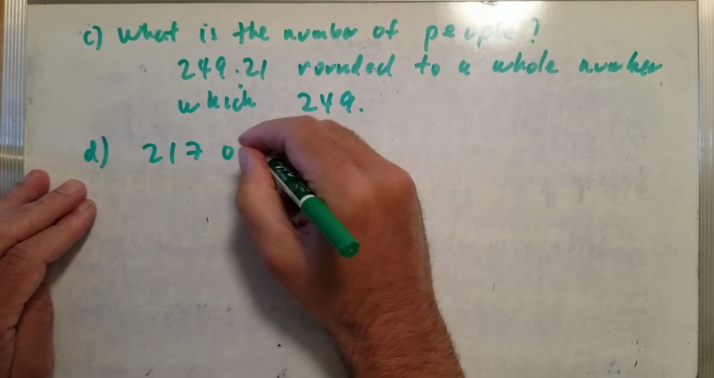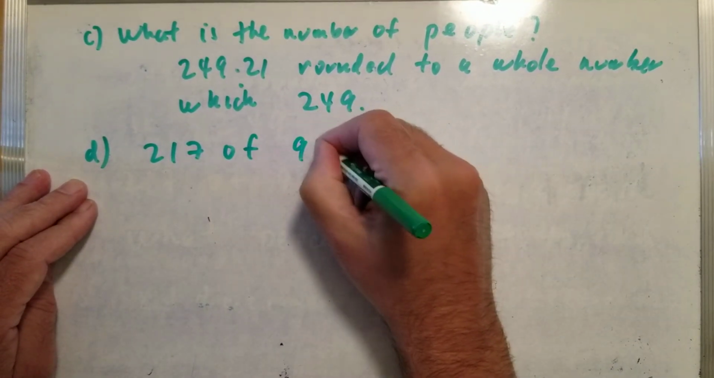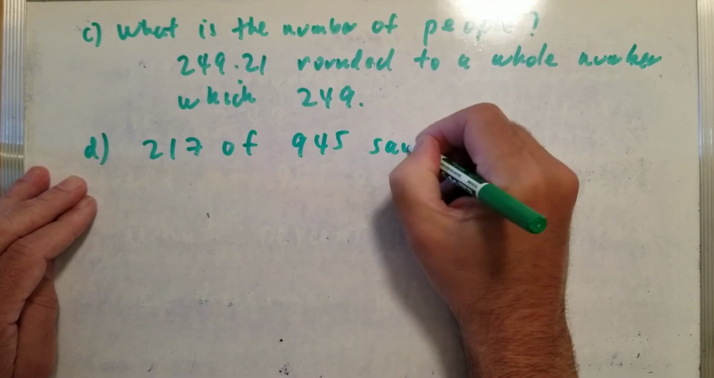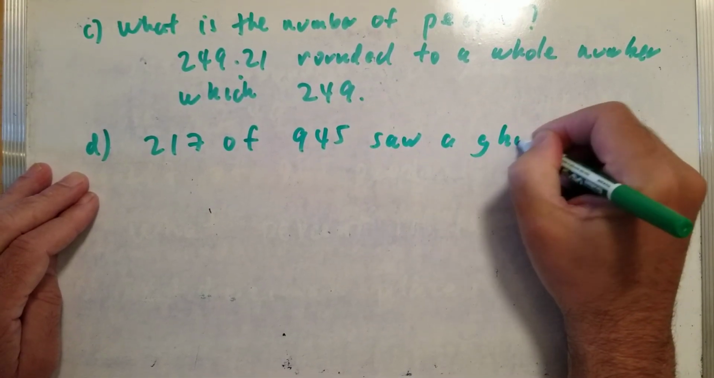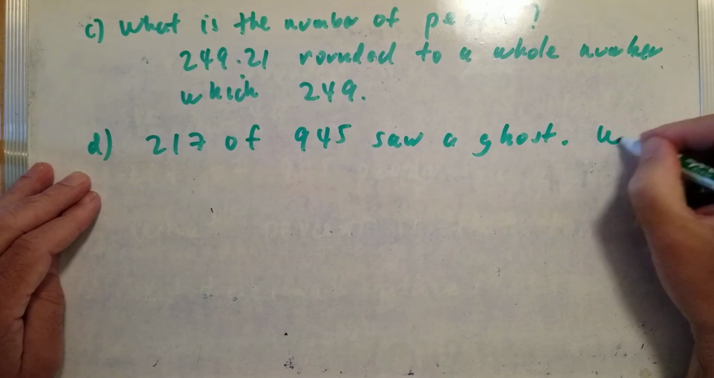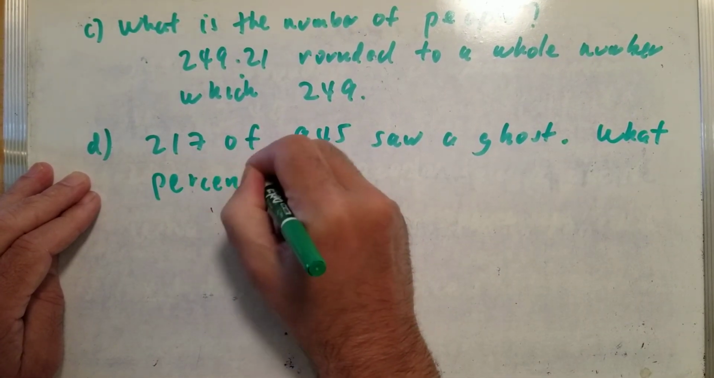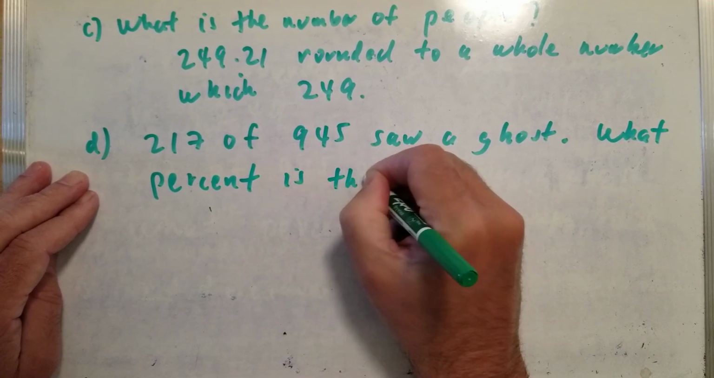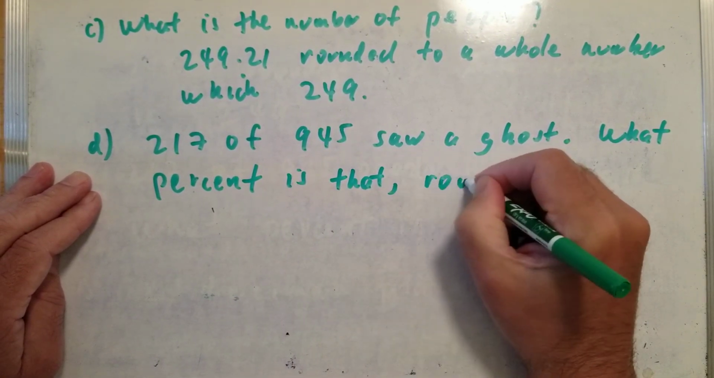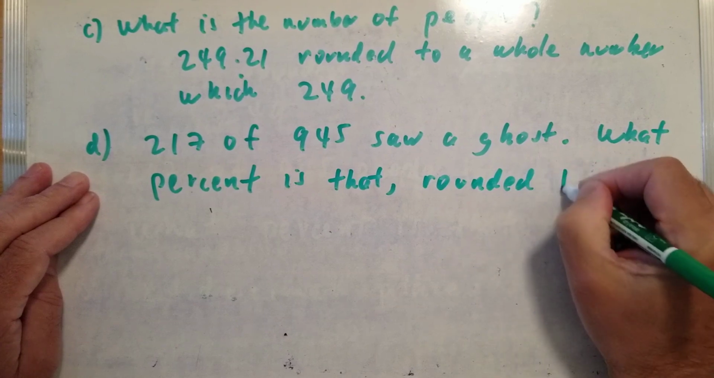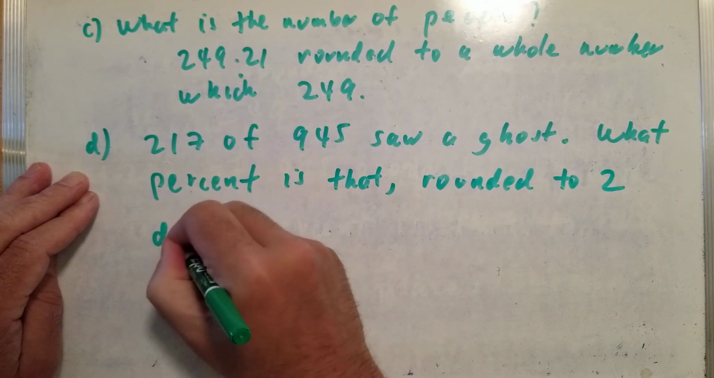Okay, then they ask this question, 217 of 945 saw a ghost. What percent is that rounded to 2 decimal places?